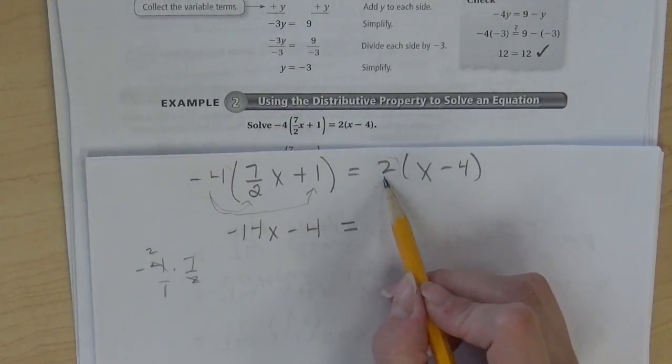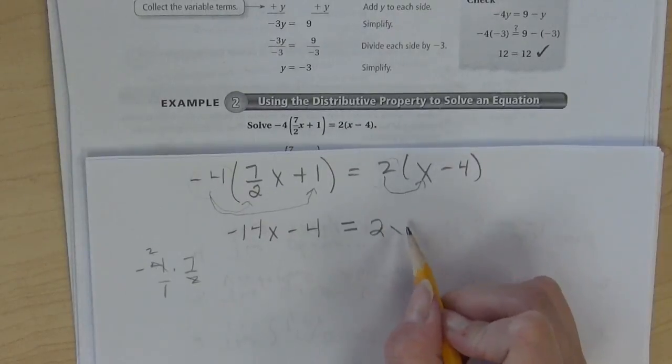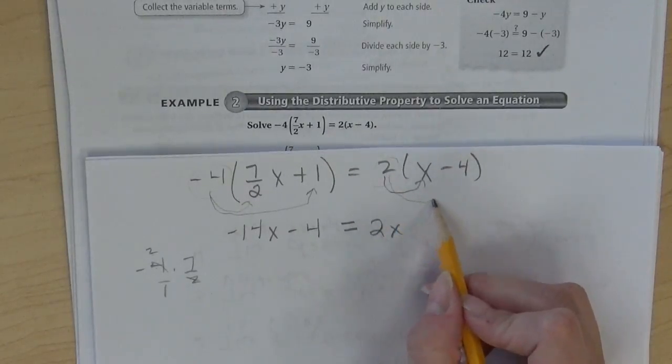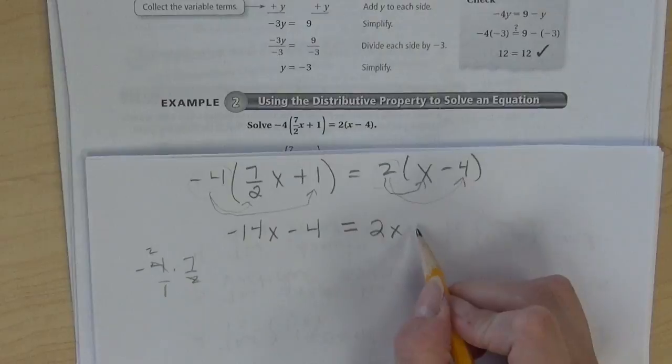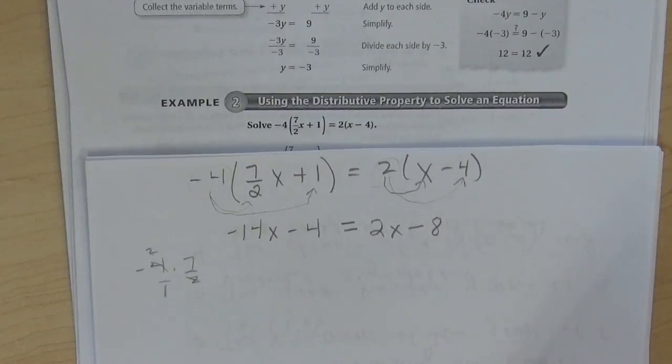And then on the other side, 2 times x is 2x. And 2 times negative 4 is negative 8. So I'm going to say minus 8. Now it looks like example 1. So we need to get all the x's on the same side. You can, if you want to, add 14x to both sides, it's okay to do that. It'll just put your x on the right side of the equation.